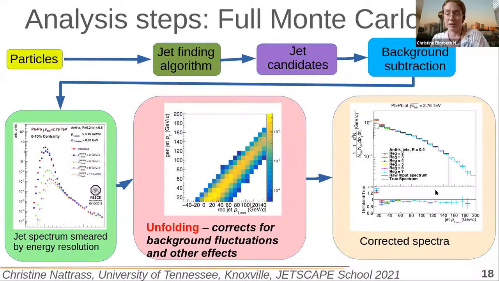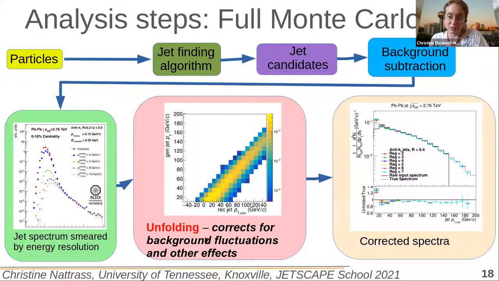If you apply this to a Monte Carlo model, in the steps, what changes is that your input is particles rather than tracks and calorimeter clusters, but you still go through a JET finding algorithm, you get JET candidates, and you do background subtraction exactly like you do in the experiment. This will also ensure that any subtle effects of the background subtraction are included in your model calculation so that the two are valid. You get raw spectra. So here I just cheated and used the same plot from the experiment because I don't have a good one from data. And then you do unfolding.